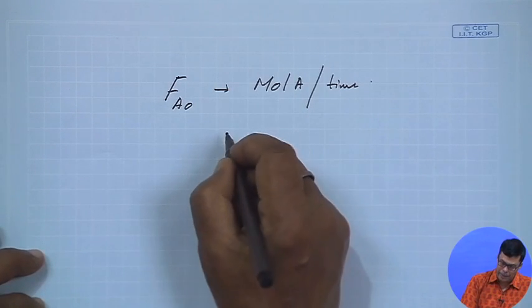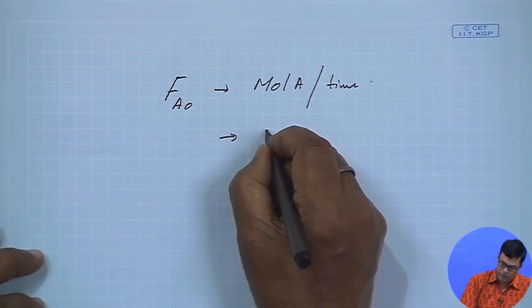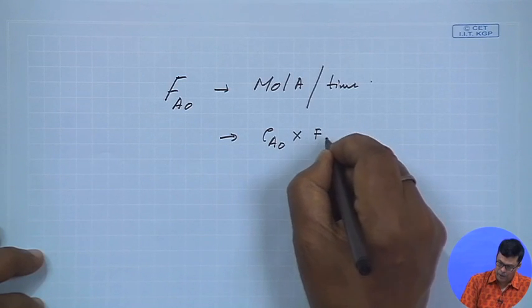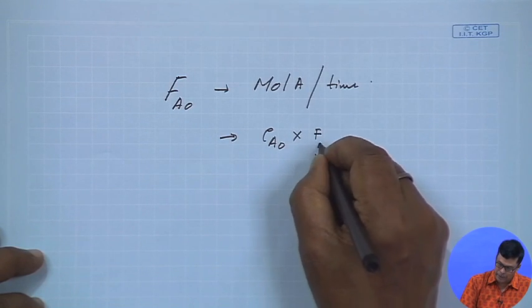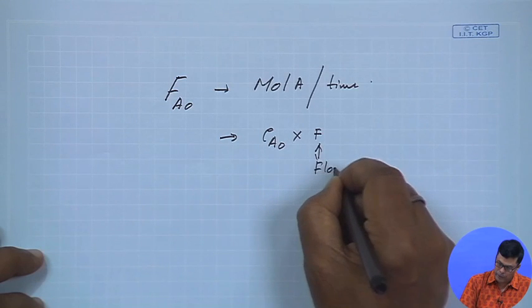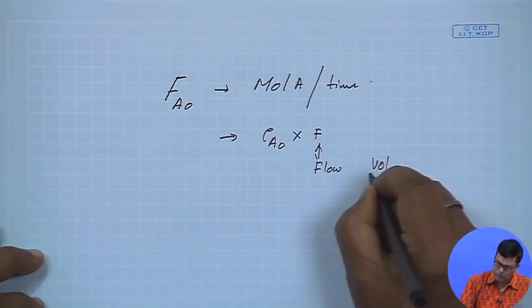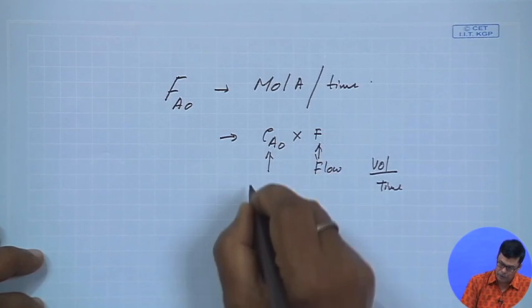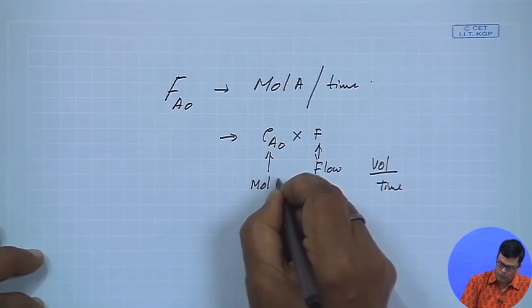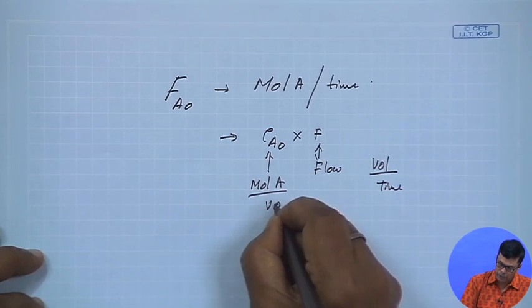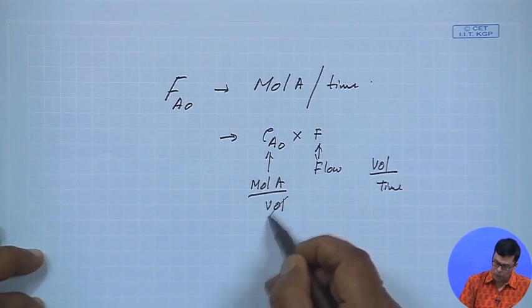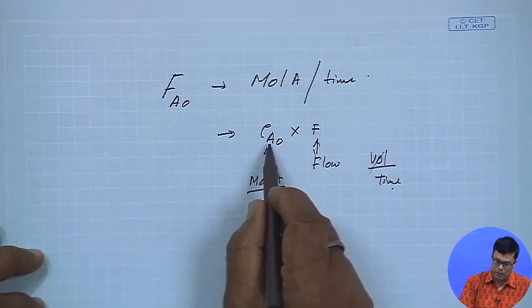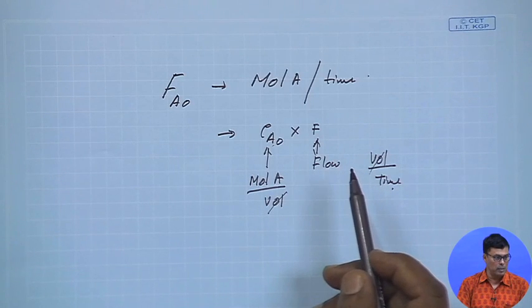We can write this as equal to CA0 into F. What is F? F is the volumetric flow rate, which is volume per unit time. And CA0 is the concentration, moles of A per unit volume. So, when you multiply these, the volume cancels, leaving moles of A per unit time. So, this FA0 is nothing but CA0 into F.